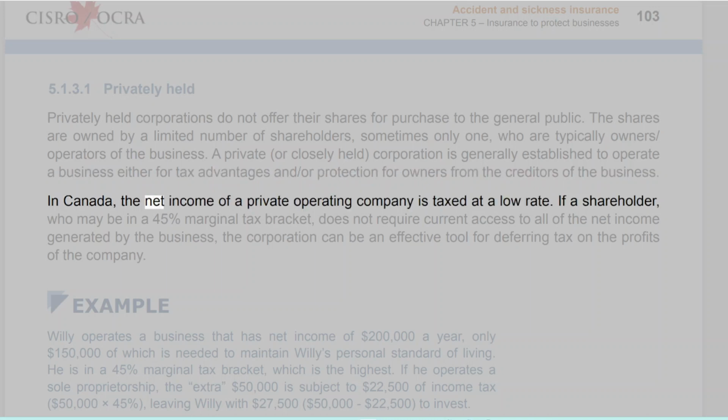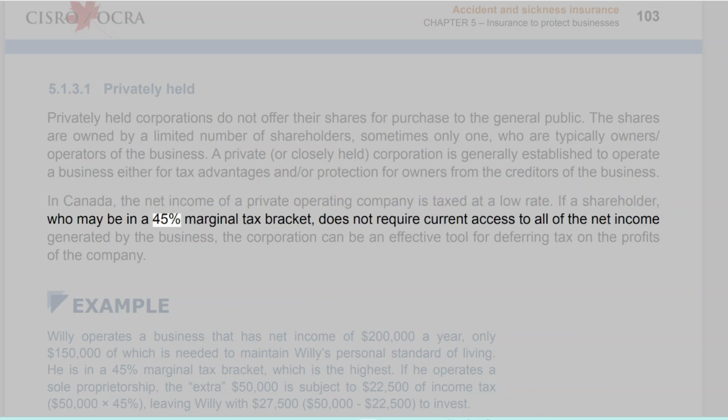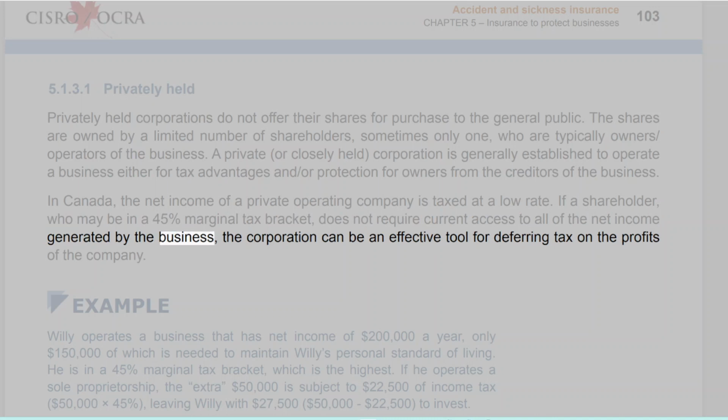In Canada, the net income of a private operating company is taxed at a low rate. If a shareholder, who may be in a 45% marginal tax bracket, does not require current access to all of the net income generated by the business, the corporation can be an effective tool for deferring tax on the profits of the company.